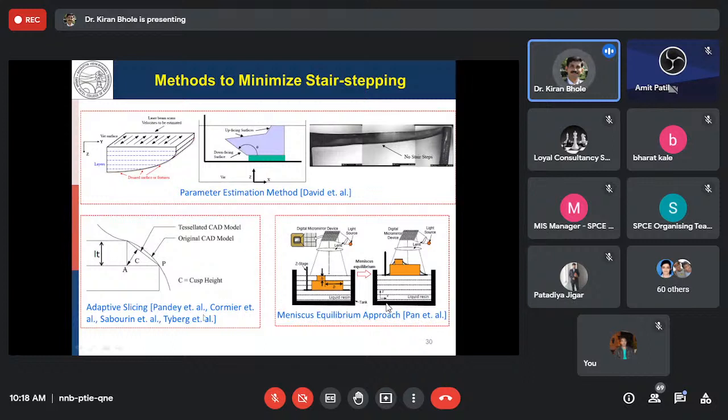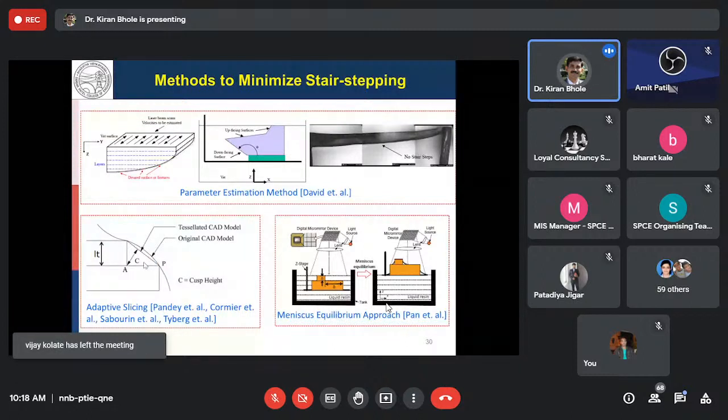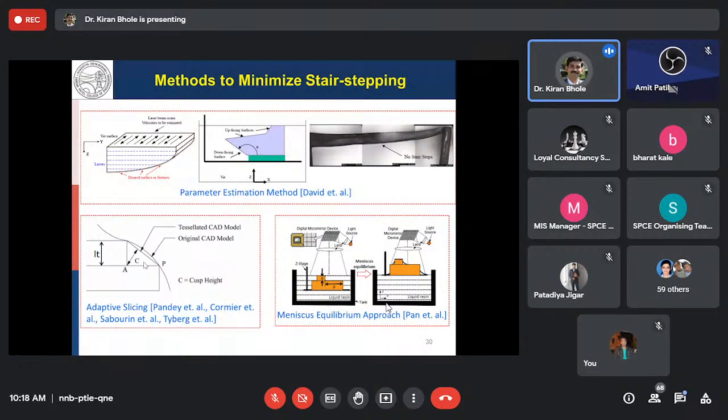Another is the adaptive slicing. Wherever there is a curved surface, you have to slice in a greater number of layers, meaning more slicing is to be done. And wherever there are straight surfaces, you can have coarser slicing. So this is nothing but the adaptive slicing, which is developed by Pandey et al. and Cormier et al., and by other researchers as well.